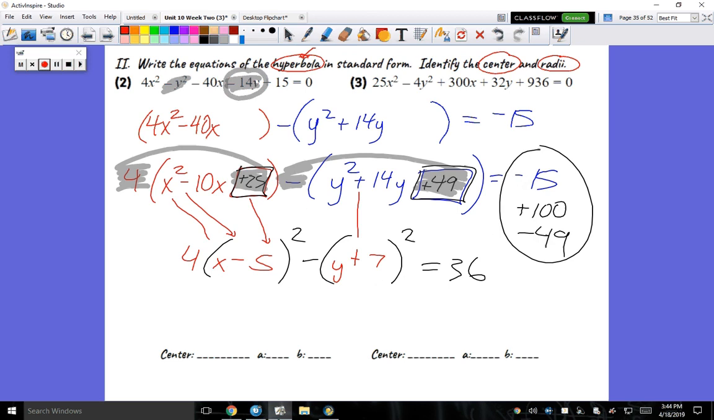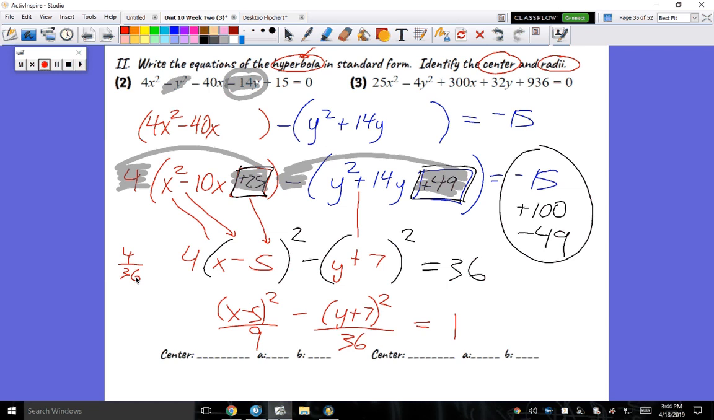What am I going to do at this step right now? Divide everything by what? 36. Because we want to get this to be 1. So it's x minus 5 squared over 36, minus y plus 7 squared. You guys have come a long way with your algebra. I'm not even kidding, and it's awesome. Okay, dividing by 36 with your y, and this is going to be what right here in your denominator? 9. Yep, because dividing by 36 would reduce this to 1/9.